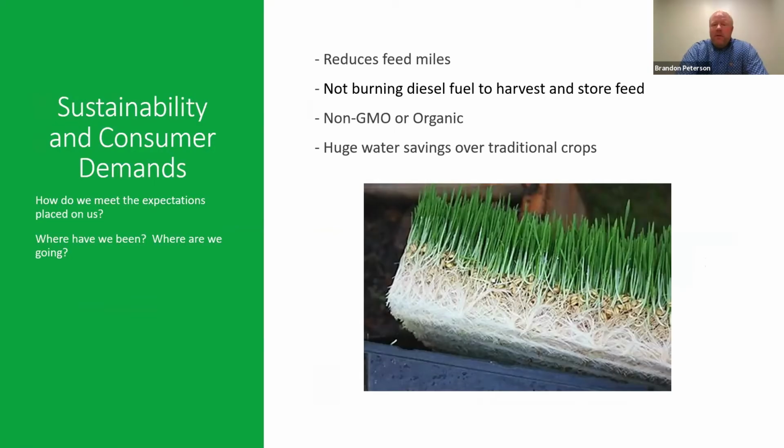So where have we been? Where are we going? The nice thing about fodder production is we can point to a really nice reduction in feed miles. We're not burning the diesel fuel to harvest or store the feed. We can very easily be non-GMO, organic; grass-fed hits it really well. And we have a huge water savings over traditional crops.